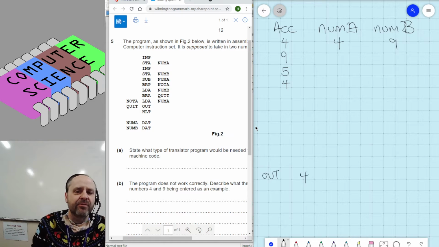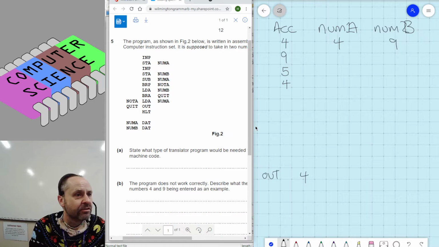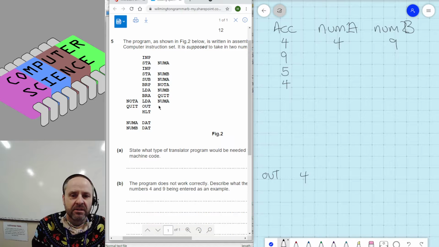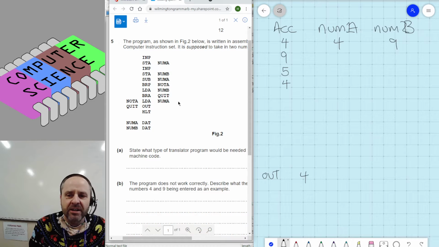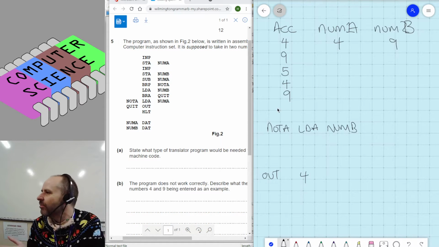Well, should we try that? Switch it round for load num B instead of load num A. So if we was to replace that line there, where it says LDA num A, because they've said not A and then said load A, haven't they? So it's like someone's made just a simple mistake. So if we put not A should be LDA num B, then it would have outputted 9, wouldn't it? Because it would have loaded that to the accumulator and then would have outputted that.